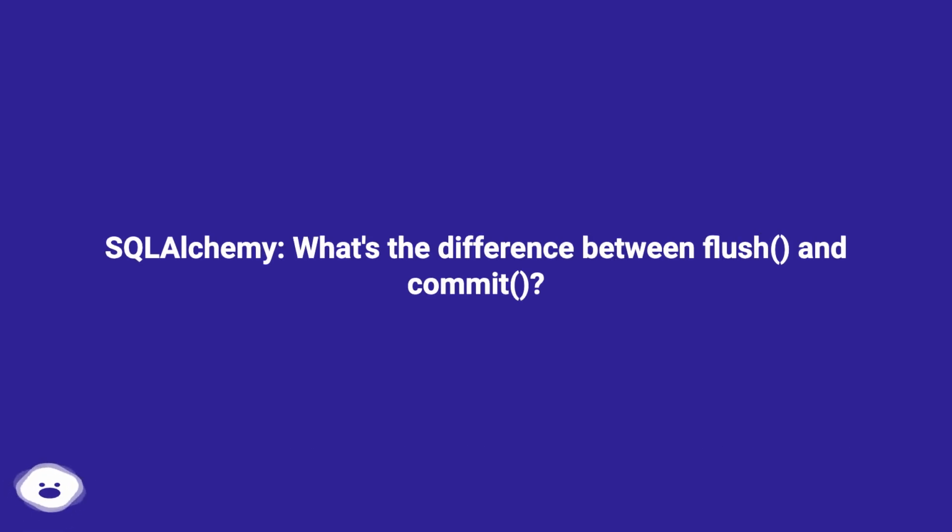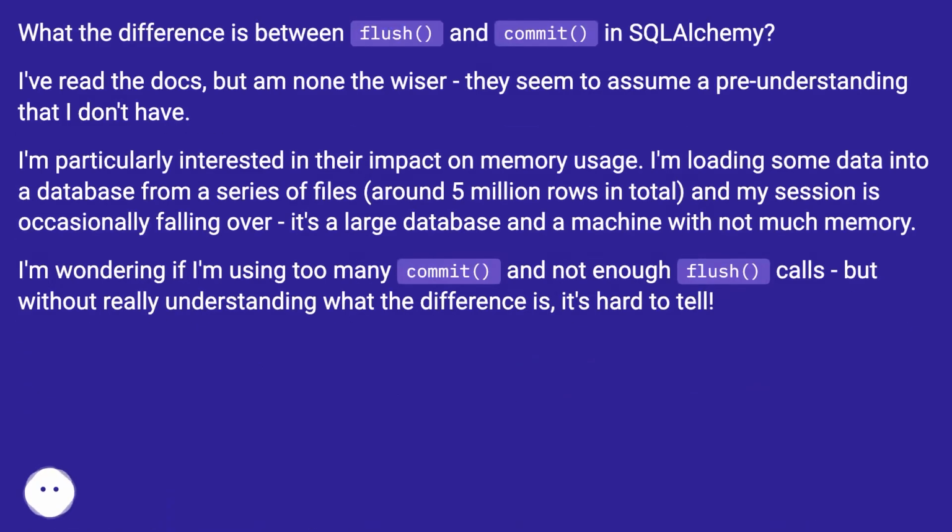SQLAlchemy, what's the difference between flush and commit? I've read the docs, but am none the wiser. They seem to assume a pre-understanding that I don't have. I'm particularly interested in their impact on memory usage.